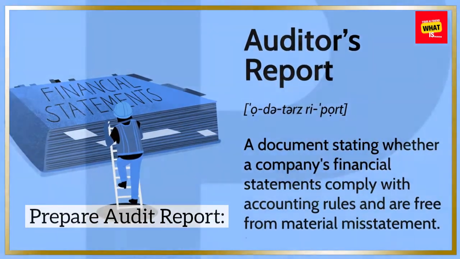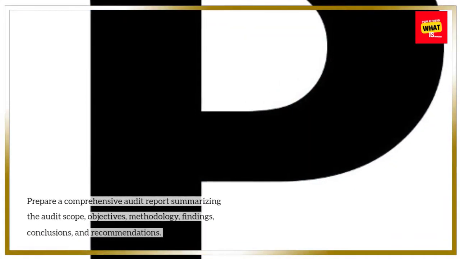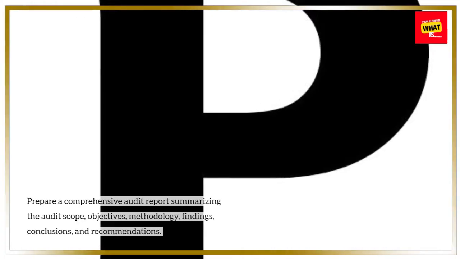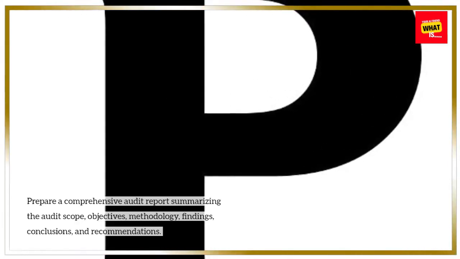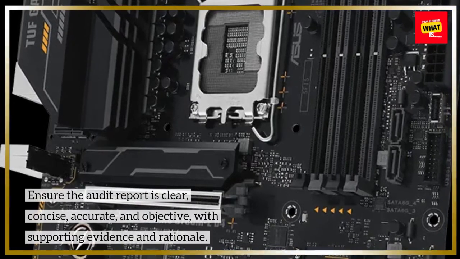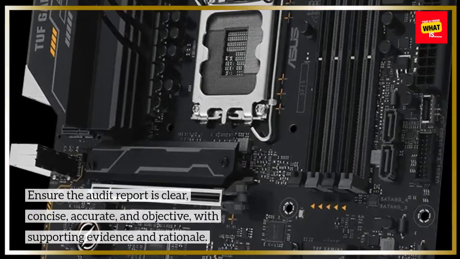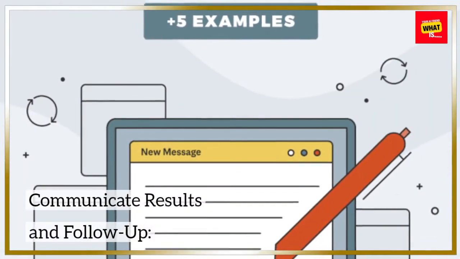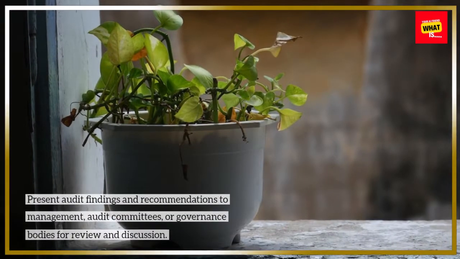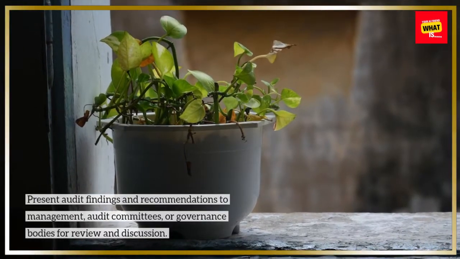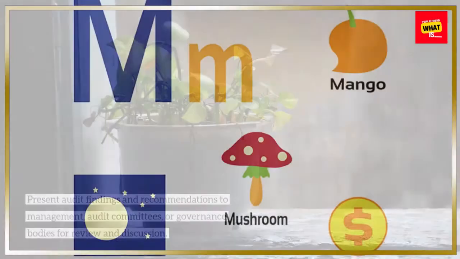Prepare audit report. Prepare a comprehensive audit report summarizing the audit scope, objectives, methodology, findings, conclusions, and recommendations. Ensure the audit report is clear, concise, accurate, and objective, with supporting evidence and rationale. Communicate results and follow-up. Present audit findings and recommendations to management, audit committees, or governance bodies for review and discussion.